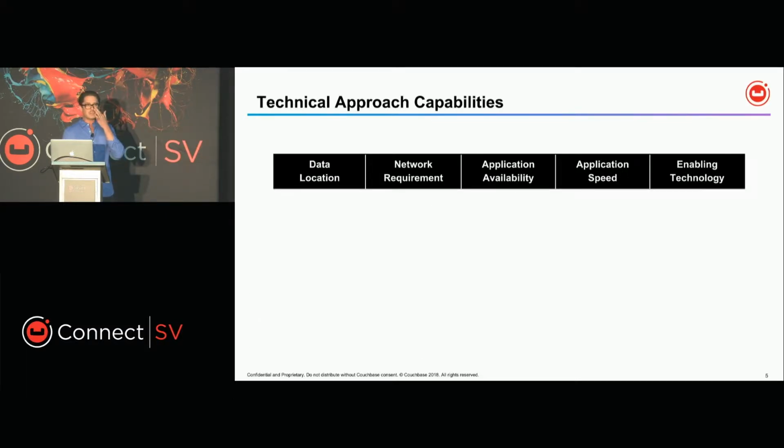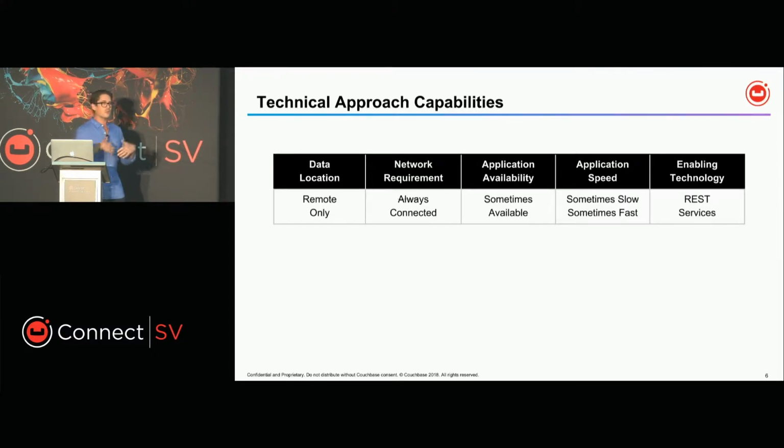So if you look at this from a technical perspective, assume we're solving this from a data perspective, since we're talking about databases today, then the fundamental concerns and the capabilities based on your technical choices fall into these key areas. And they're here. So the data location, what network requirement you have for reaching that data, the effects on the application from an availability and speed perspective, that is, is it available and is it fast, and then what are the typical enabling technologies that are used in these cases.